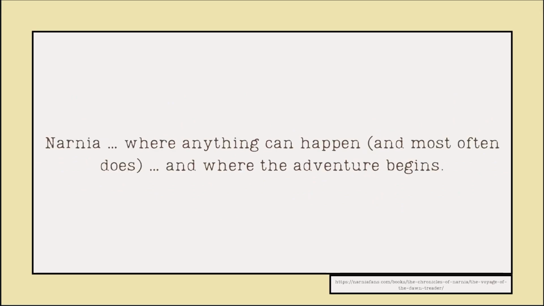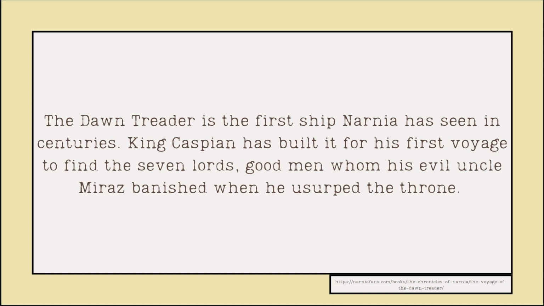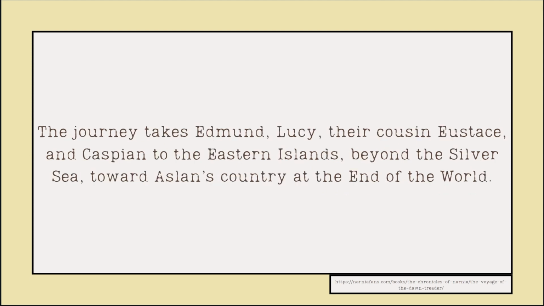Voyage of the Dawn Treader. Narnia, where anything can happen, and most often does, and where the adventure begins. The Dawn Treader is the first ship Narnia has seen in centuries. King Caspian has built it for his first voyage to find the Seven Lords, good men whom his evil uncle banished when he usurped the throne. This journey takes Edmund, Lucy, and their cousin, Eustace, and Caspian to the eastern islands, beyond the Silver Sea, toward Aslan's country at the end of the world.